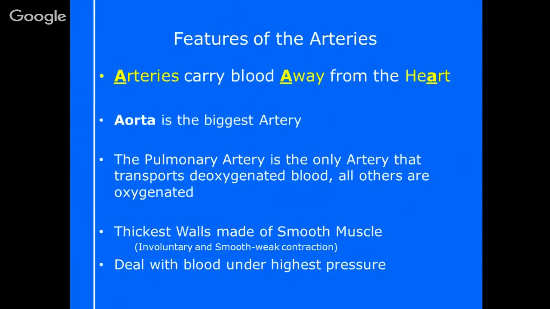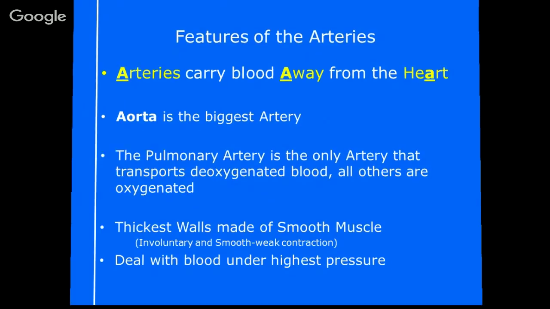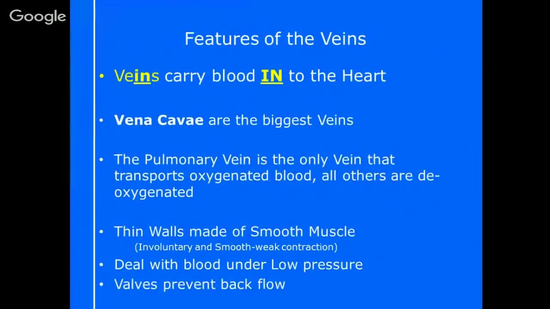Now, alongside arteries, we have two other types of blood vessels. One is veins, and the other is capillaries. We'll come to capillaries in a moment. Let's now look at veins. Veins are basically the opposite. They're the counter effect to arteries.